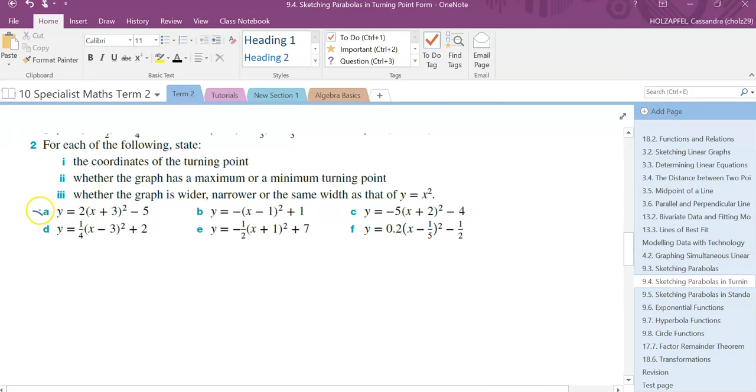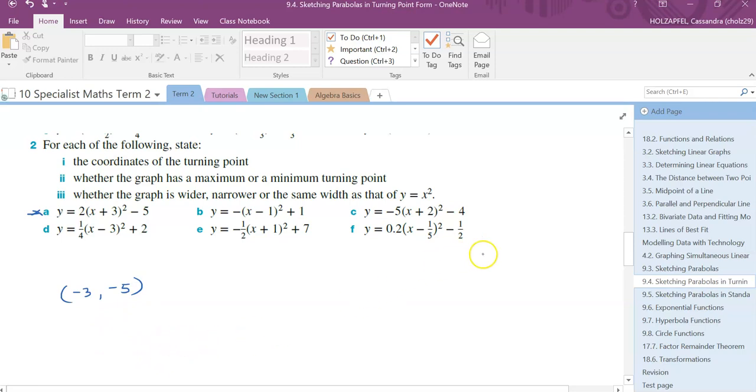Okay, so let's have a look at this first one here. And again, lots of practice. Practice makes permanent. Practice the right things. I can see that this value at the front here is 2. Because it's a big number, that means it's getting steeper, so it's looking skinnier. And it's positive 2, so it's a happy face parabola. Now this is x plus 3, so since it's x plus 3, it's been shifted to the left, so the turning point is going to be at negative 3, and then this has been shifted down 5, so negative 3, 5.